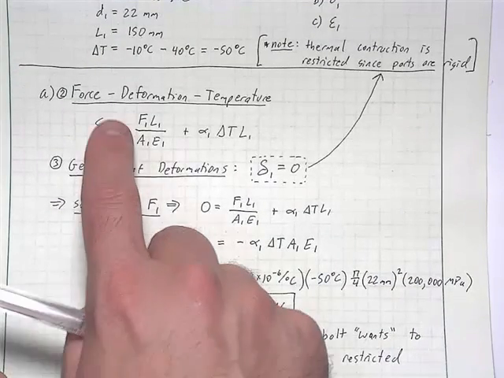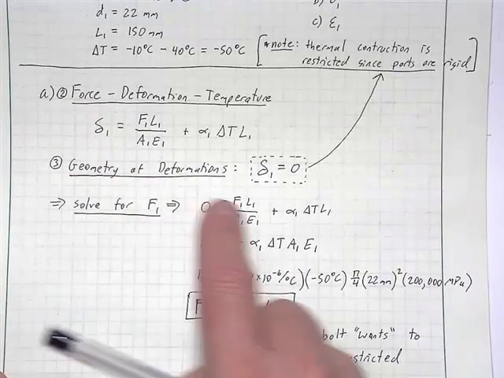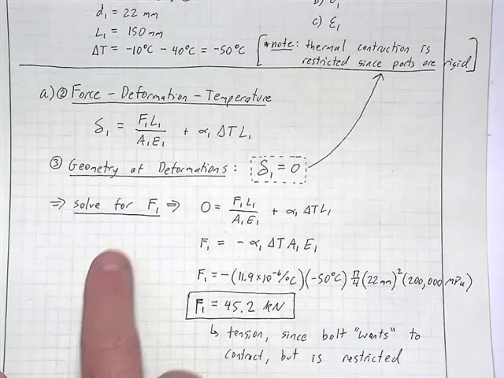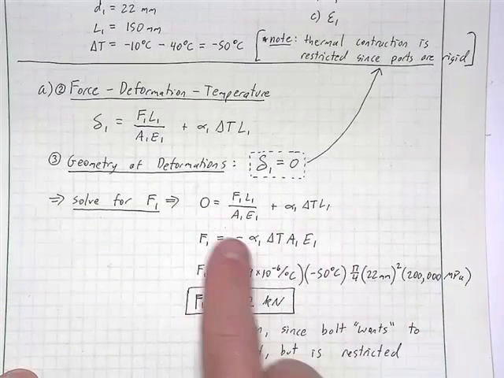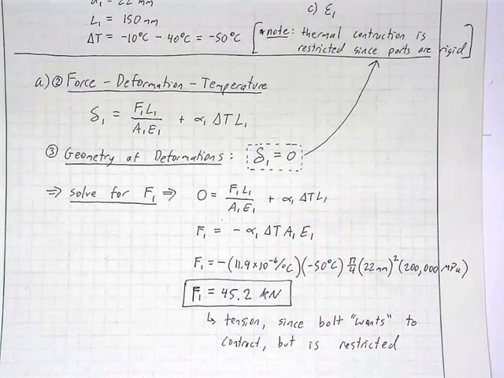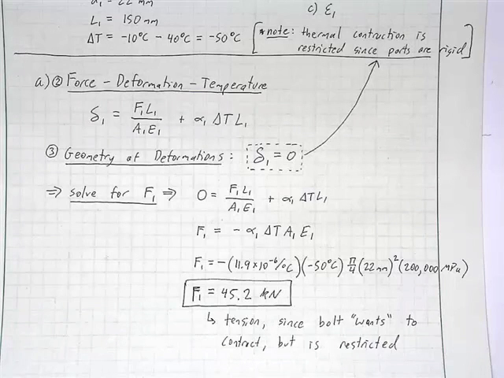Okay, so we can combine 2 and 3 here, or just basically set this left-hand side equal to 0, and solve for the internal force, and that is the clamping force. Everything else is known except F1. Solve for F1 and plug in the values, you get 45.2 kilonewtons, and that's in tension, right? The bolt wants to contract, it can't, so it feels like something is pulling it apart in a tensile fashion.